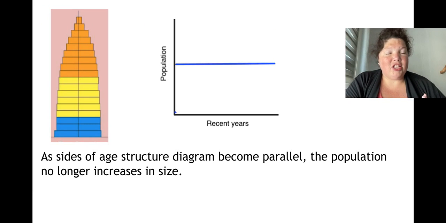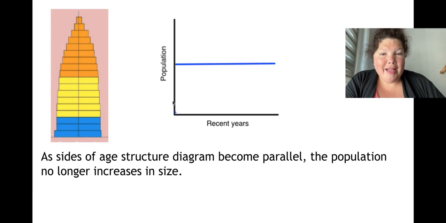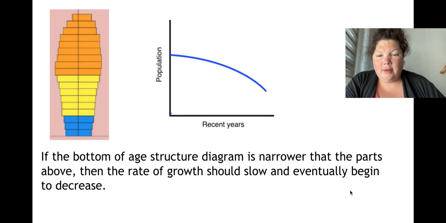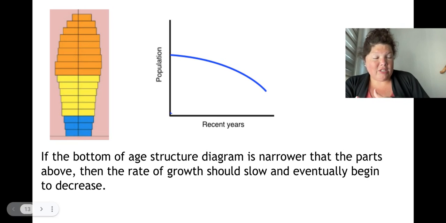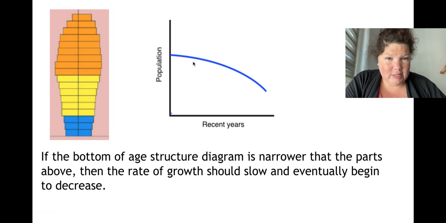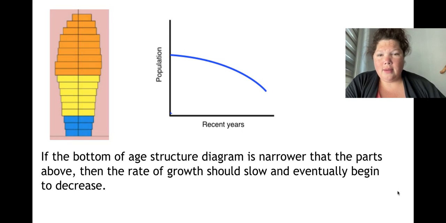As the sides of our age structure become parallel, this means we're going to have no increase. And so this graph here shows that we're not going to have an increase as our time passes. And then finally, if the bottom of the age structure is narrower, that means that we're going to have a decrease. So our rate of growth is going to slow and it may eventually decrease. So our graph would look something like this.